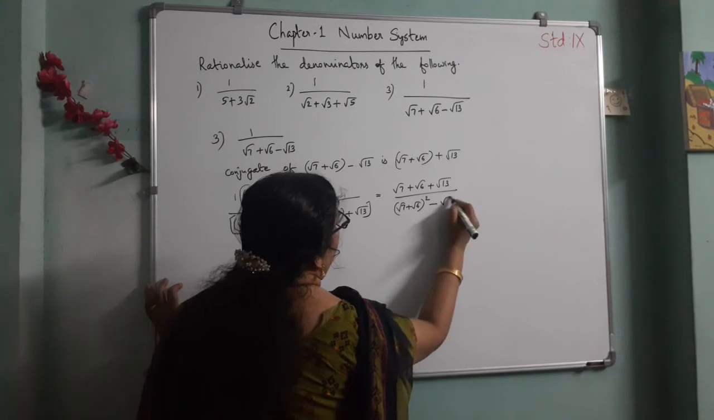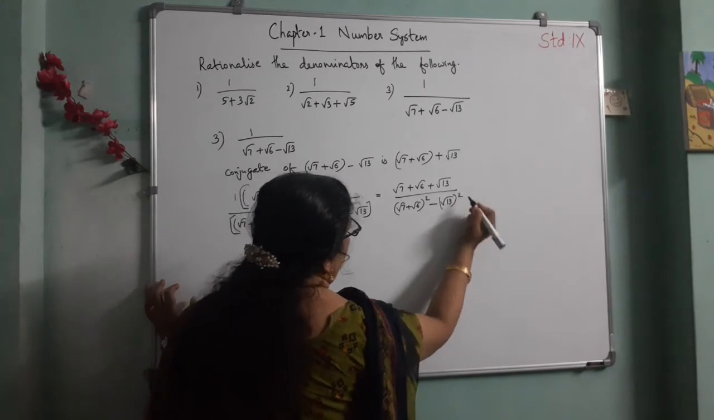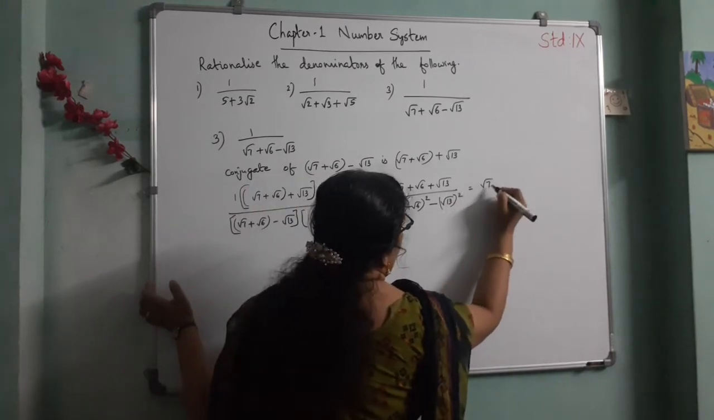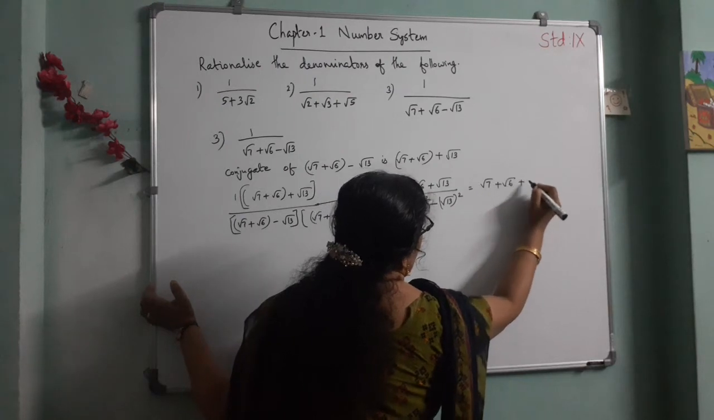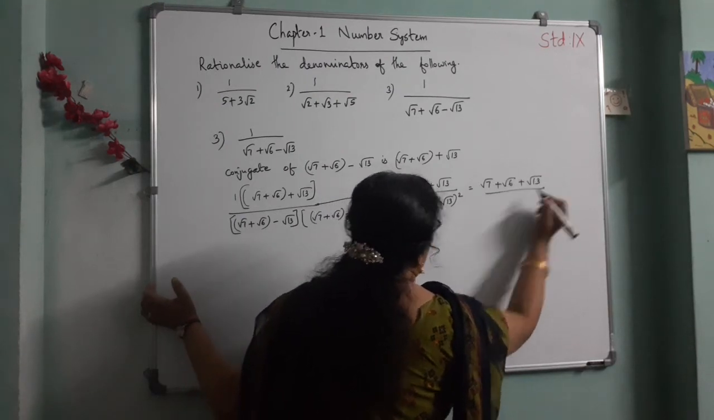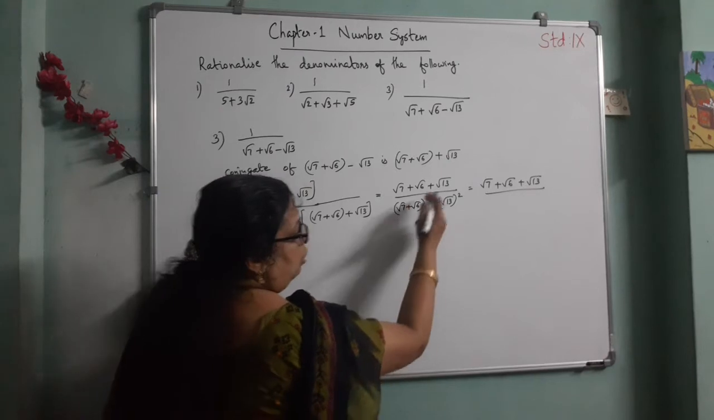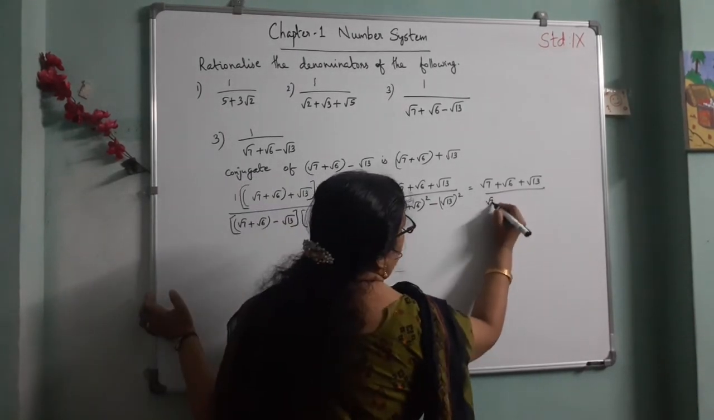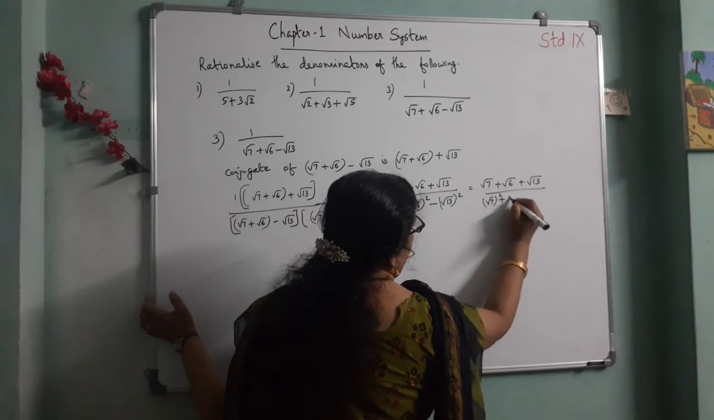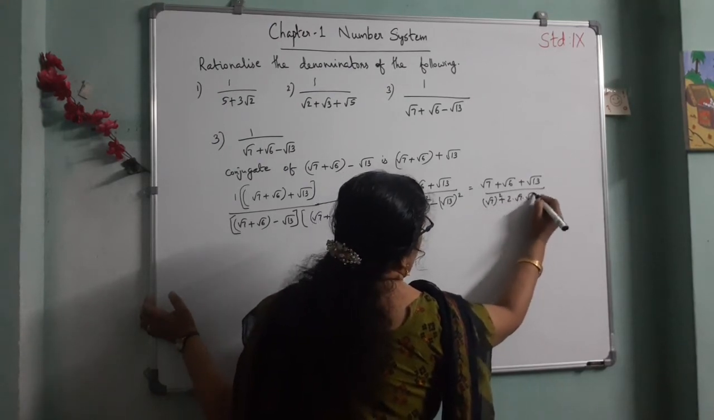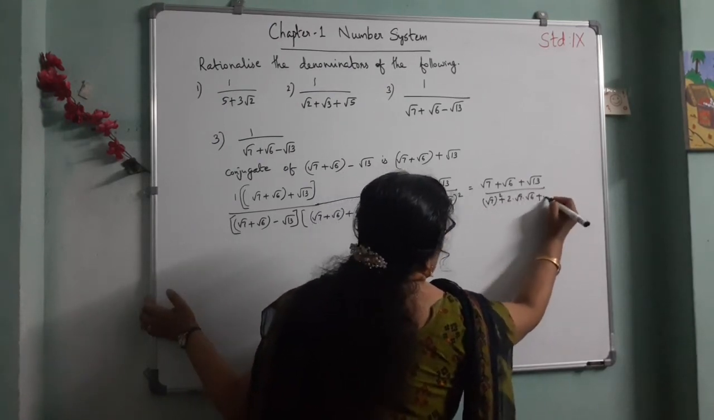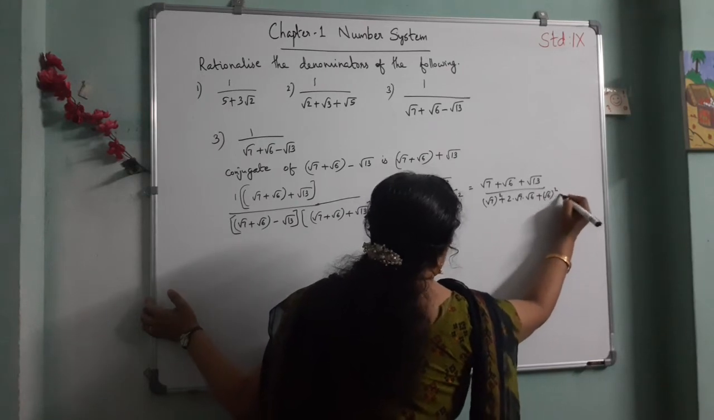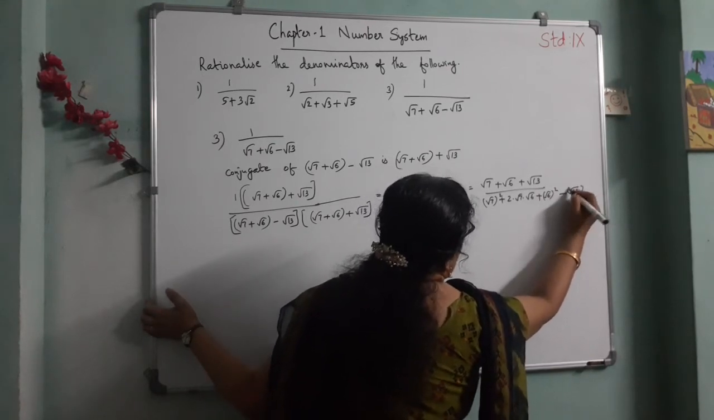minus root 13 square, which is equal to root 7 plus root 6 plus root 13 divided by, this is (a plus b) the whole square, that is a square plus 2ab plus b square, that is root 7 the whole square plus 2 into root 7 into root 6 plus root 6 the whole square, then minus root 13 square.